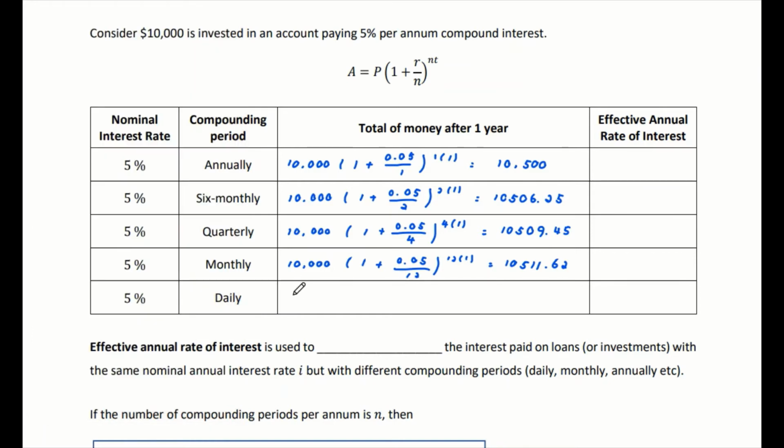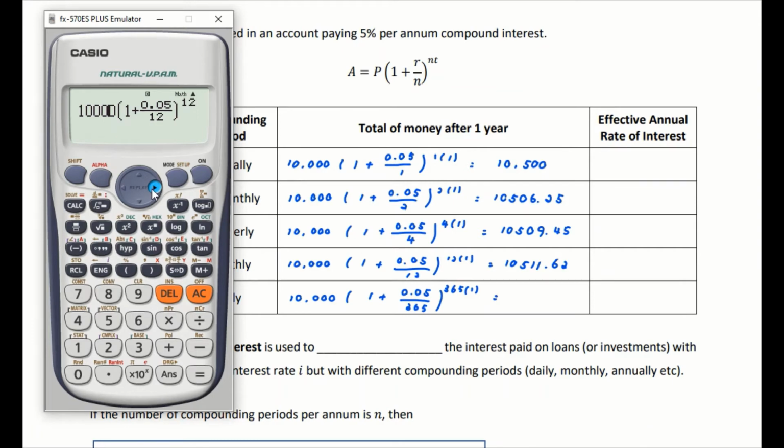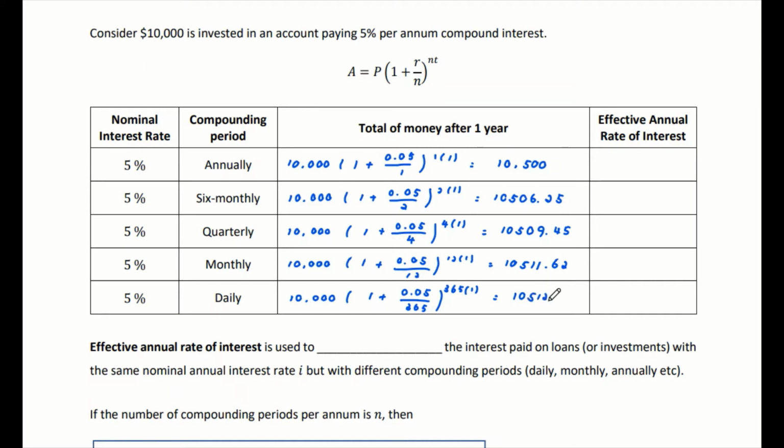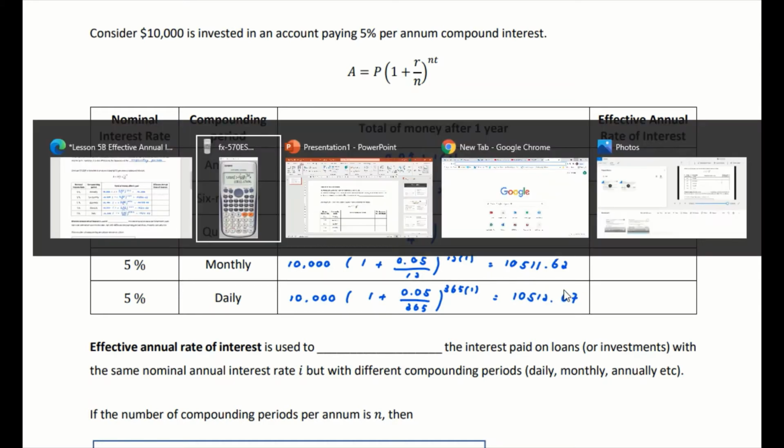And last but not least, daily. So principal 10K, and 1 plus 0.05. Daily, we are compounding 365 times per year, so 365 multiplied by 1 year. So you compound 365 times per year. Same thing, let's do it in our calculator. So 365, sorry for that, 365, and then power also 365. As a result, you get 10,512.67. All right, so that's the answer we get for each of these.